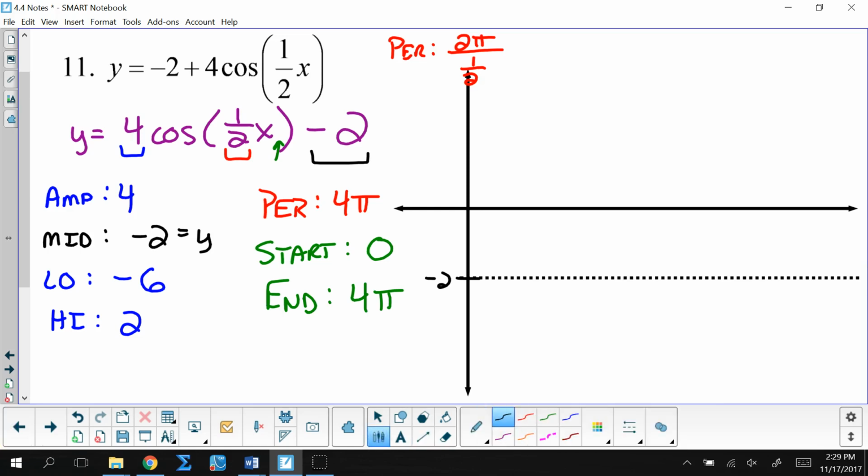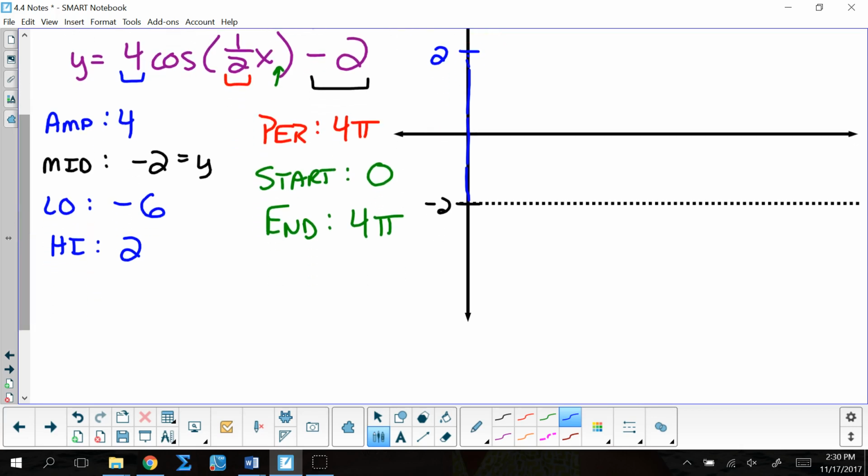So now, when I go to my graph, my high point is going to be up here at 2, because this amplitude right here, that distance needs to be 4. From my middle to my high point is my amplitude. So that distance is 4, which means then down on the bottom, we would also go down to negative 6 for my low point.